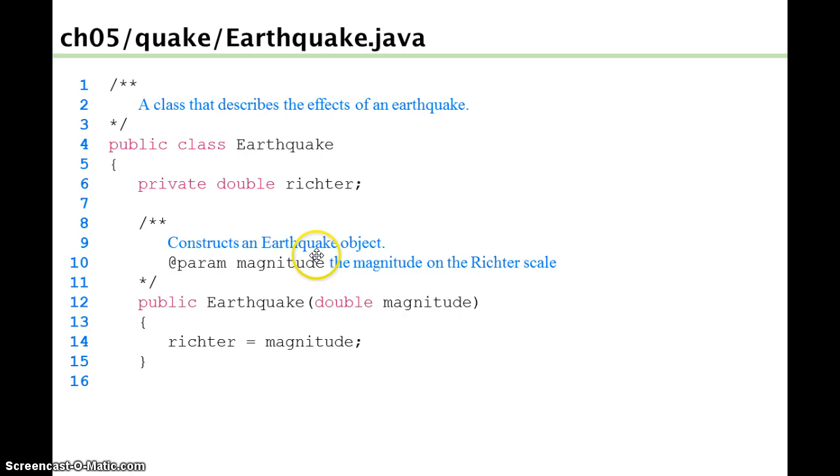Then you have your constructor, and we know constructors initialize instance variables. So here we have public Earthquake. Okay, constructors don't have a return type, so it's just public and then the name of the constructor, which is the same name as the class. And then we have our parameter variable, double magnitude. Okay, so magnitude is being passed in as a value, and so magnitude is assigned to Richter. So now our Richter instance variable is initialized to a value that's passed in called magnitude.